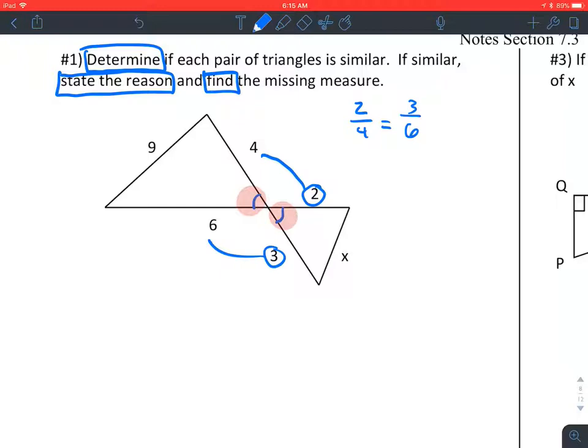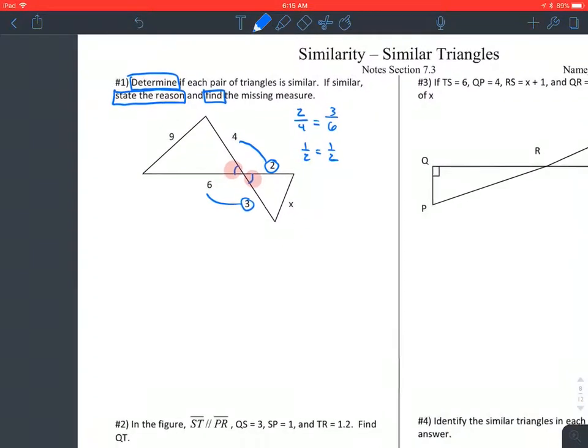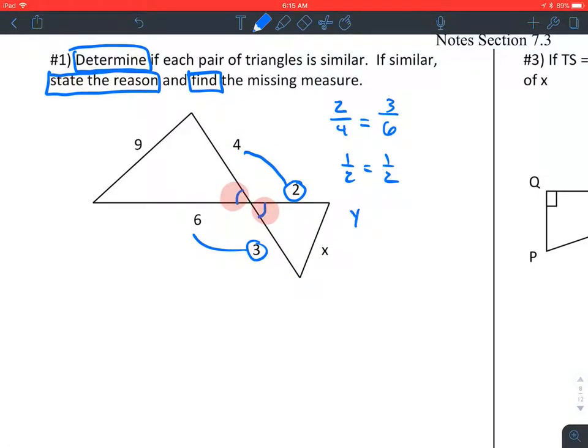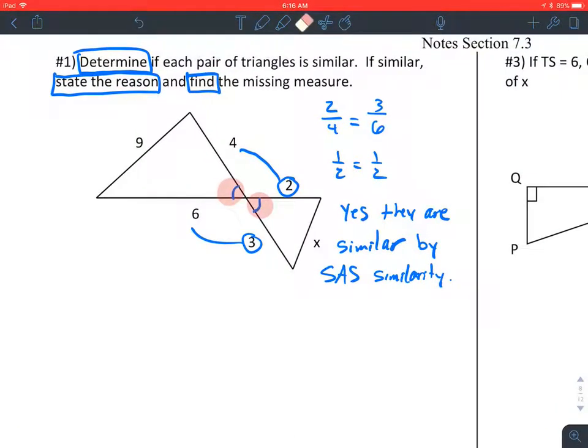Let's see if that's true. 2 over 4 reduces to 1/2. 3 over 6 also reduces to 1/2. So the first part, determine if they are similar. So I'm going to say yes, they are similar. If similar, state the reason. This is true by the SAS similarity. Side, angle, side. Then it says find the missing measure.